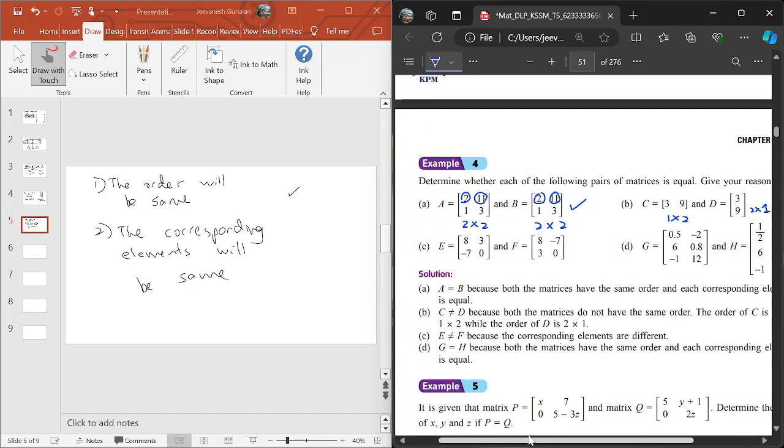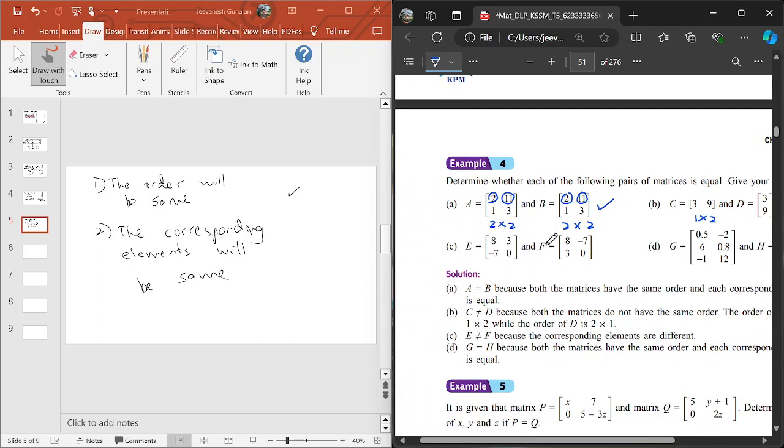So let's look at the C. Now the orders are the same, 2 by 2 and 2 by 2, but the values are not the same. So you might say, well, at least all the values here, like 8, 3, 0, negative 7, are contained here too, right? But the arrangement of the numbers should be considered too. So you need to check whether 3 equals 3 or not. It needs to be exactly the same. So that's why these matrices are not equal.